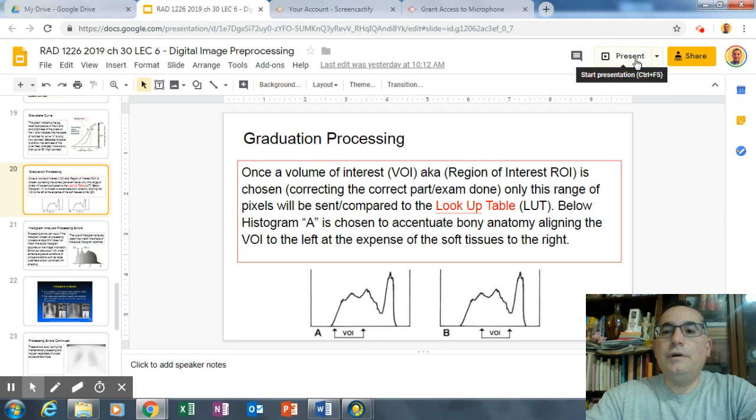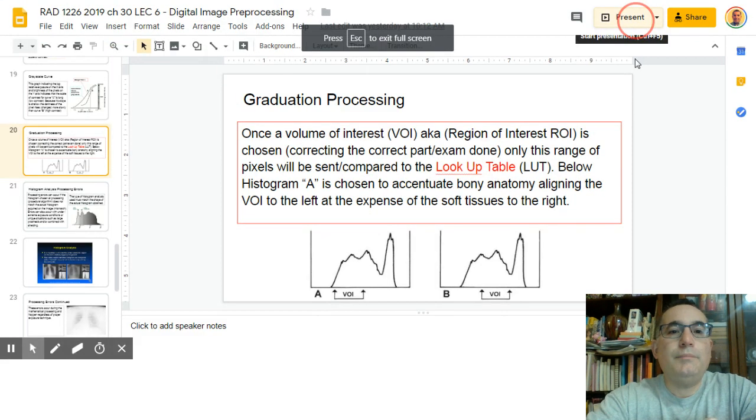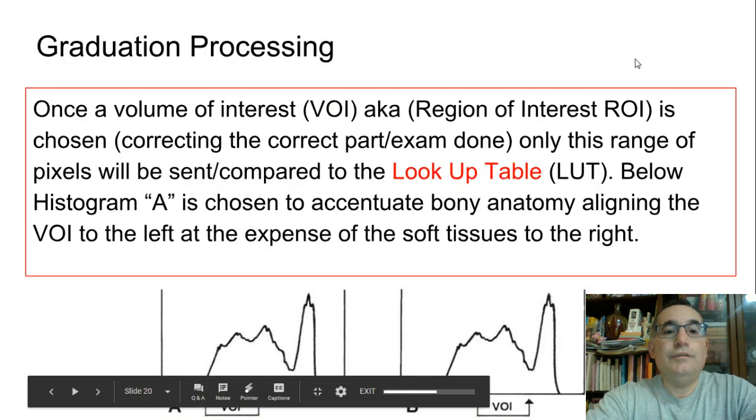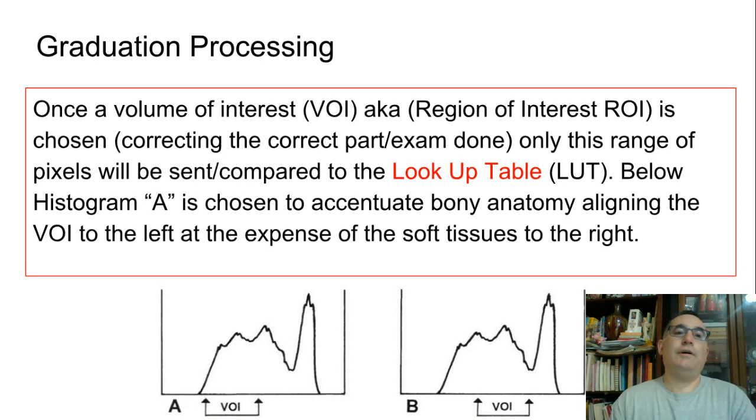Okay, hi everyone. This is going to be part two of digital imaging, and where we left off with gradation processing. So the idea here is once a volume of interest is chosen, these pixels can then be compared to the lookup table.